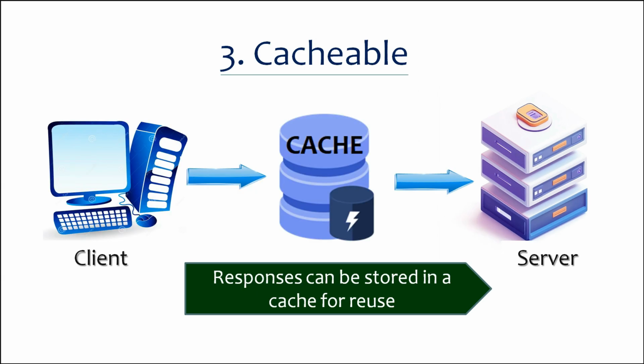And the third one is cacheable. Responses from the server can be explicitly marked as cacheable. Here, clients can reuse data to avoid hitting the server again. The main purpose of the cacheable principle is to improve performance.